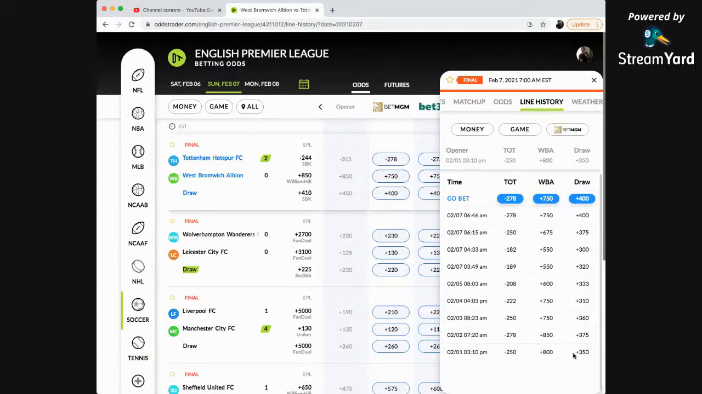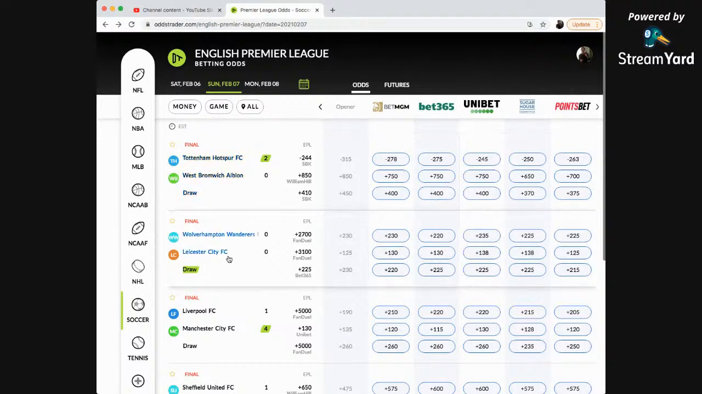And then the draw line moves from 350. So that became, I think that's right. Yeah. So we can eliminate the draw line, but we can't eliminate either one of these. So this will be a no play. And even if it favored Tottenham, let's just be realistic, we wouldn't play a match that's minus 278. We just wouldn't do it. It's just too much juice. So that's a no play.